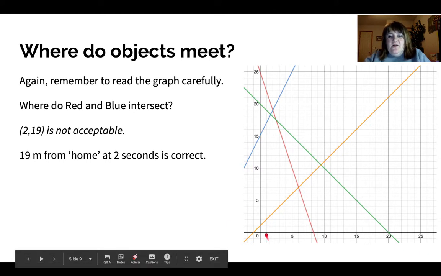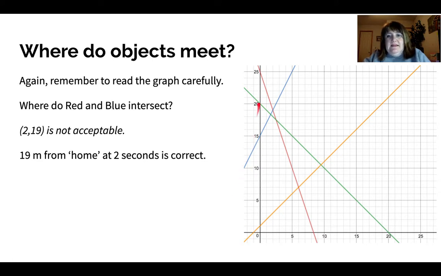So if our origin is home, the red and blue lines, these two lines right here, intersect right here. And we would say that they intersect 19 meters from home at 2 seconds, not the point 2, 19. Now you could rephrase it and say at 2 seconds they will meet 19 meters from home. That's fine as long as you have the extra detail in there. Don't just give coordinates. So this is what you're doing on an assignment today.